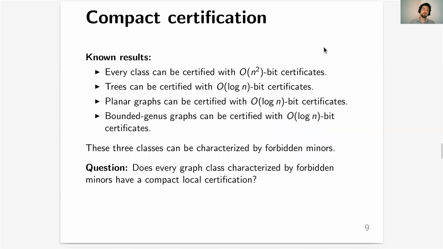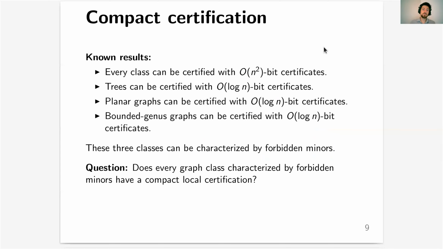Okay, and here are some things that we know. So we know that for every class that you would consider, a certification exists, a local certification. But this can use very large labels, like n square bit labels. These labels are called certificates. Okay, so that's bad because this is very large. You don't want to store n square bits in every node.